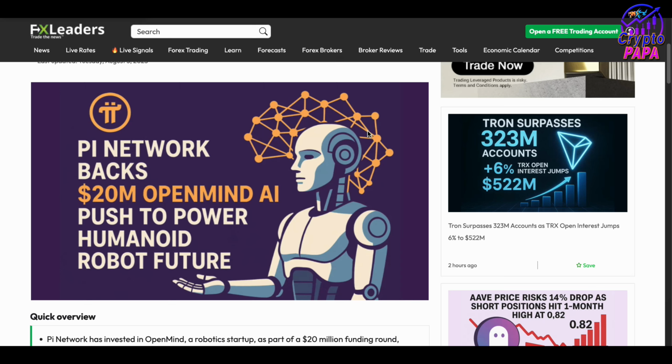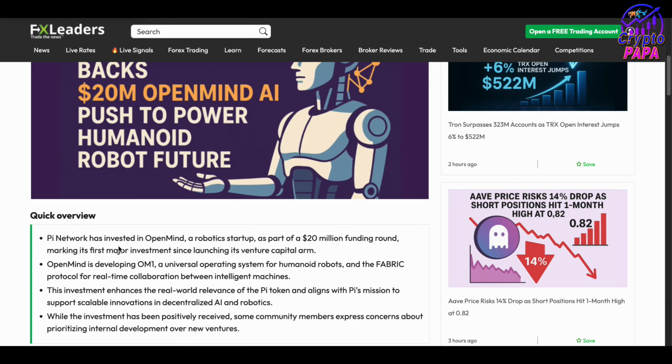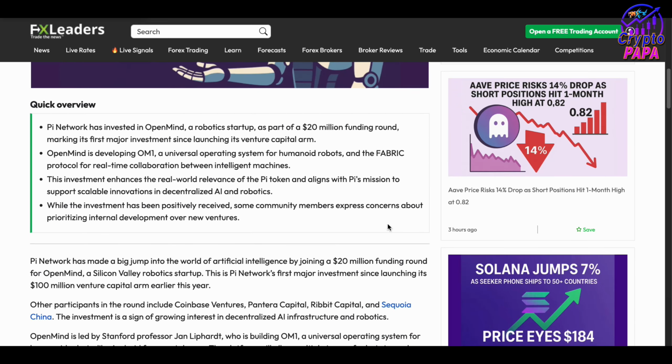Pi Network has invested about $20 million into OpenMind AI, which is a robotics company, and to fund the $20 million, it marks their very first major investment. And also a lot of potential companies including Coinbase Ventures, Pantera Capital, Ruby Capital, and Secure China, and all these strong backing companies have come together in order to fund this OpenMind company in decentralized AI infrastructure and also the robotics field of interest.